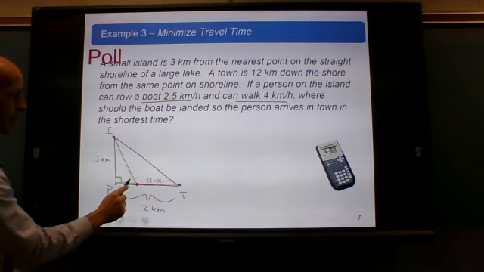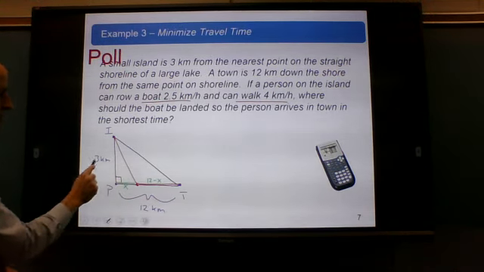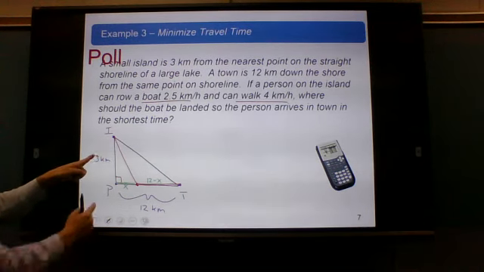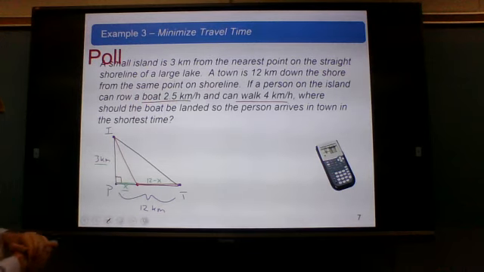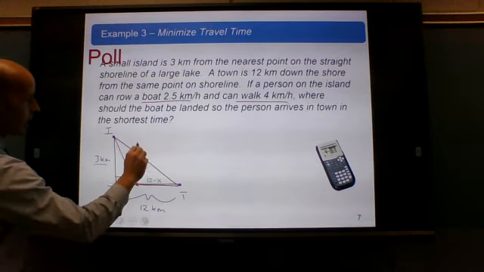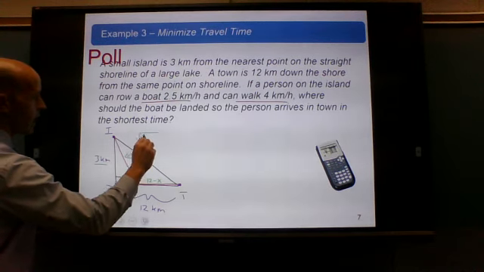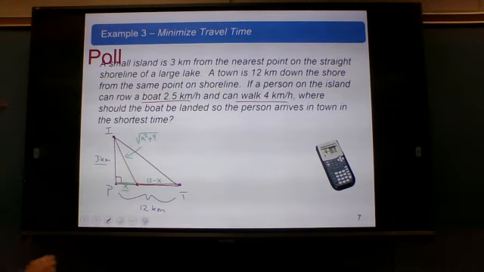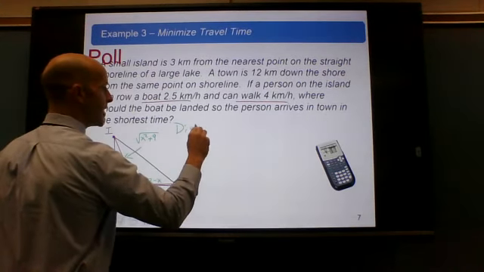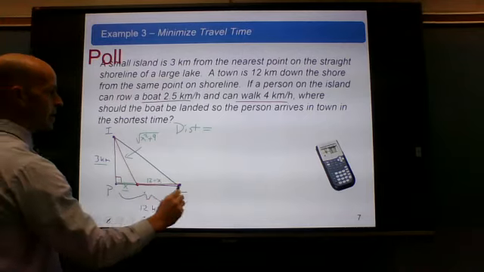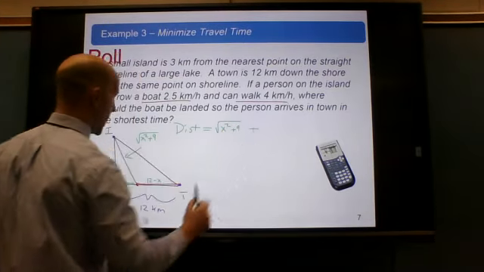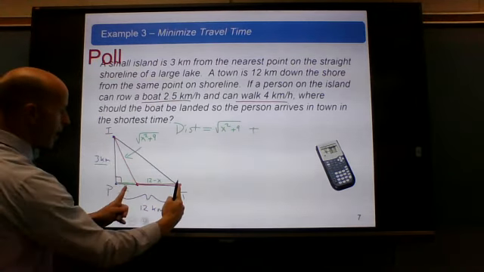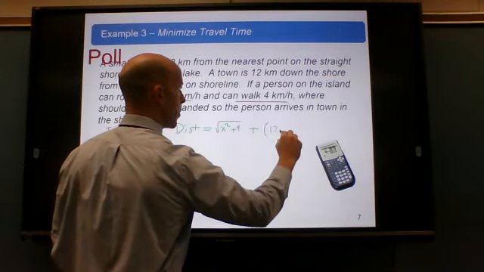This distance right here, well, that's the hypotenuse of this right triangle. This hypotenuse is for a leg that has 3 kilometers length, and it has another leg of X. So this distance right here is simply going to be the square root of X squared plus 9, which is 3 squared. So what I'm telling you is that this red distance is going to be the square root of X squared plus 9. That's this distance. Plus, it's this distance down here, which is this 12 minus X.